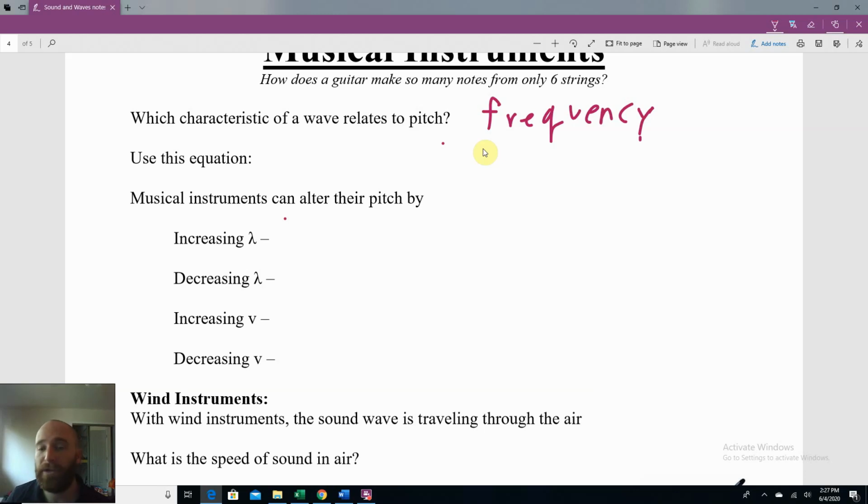Now, the equation that determines the frequency of a sound wave is this one: F equals V over lambda. Now, V stands for the speed or velocity.